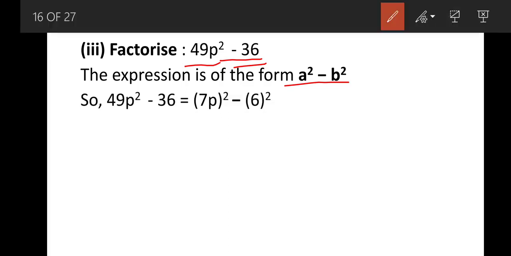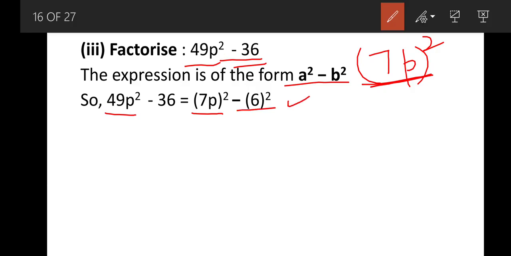So 49p square, how can I write it? 49 can be written as 7 square, and p as p square. Dear children, you are supposed to write this inside the bracket. If you write it like 7p square, that will be wrong. As I have corrected in the previous slide, the square should be written outside the bracket. 7p whole square will give you 49p square. 36 can be written as 6 square.